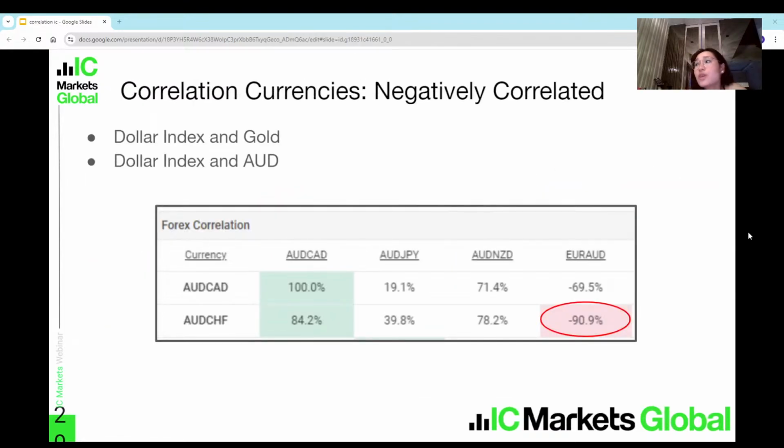Okay, so now let's look at the negatively correlated currencies. So some assets that tend to be negatively correlated would be your DXY and gold, as well as the DXY and your Aussie dollar. So in this example, we are looking at our Euro Oz and Oz franc, because you can see here, it's given us a minus 90.9% negative correlation.